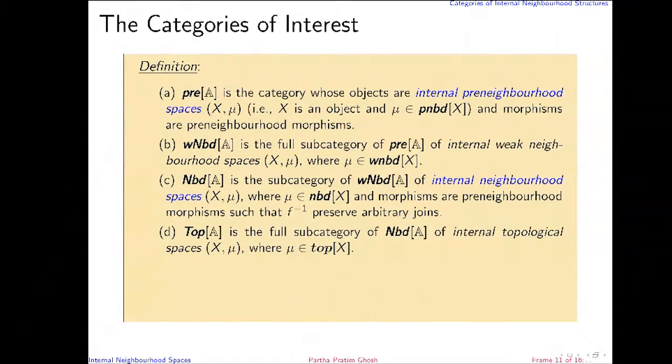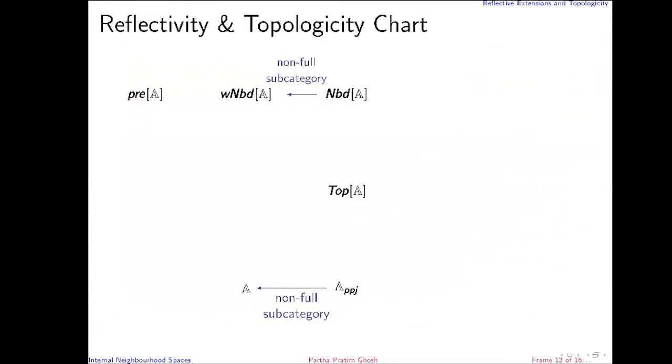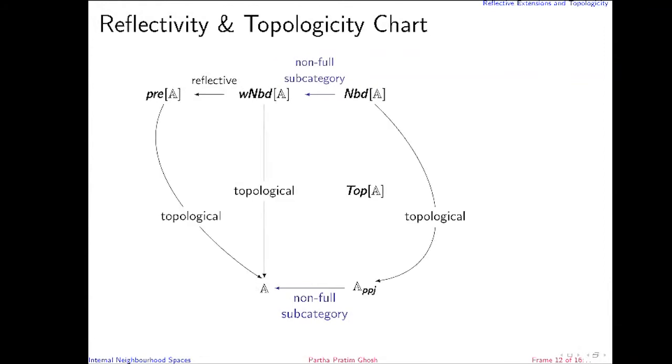And top A again is the full subcategory of internal topological spaces. Once we have this, well, that is another category which came up very formally. So we restrict the morphisms of A to those where the inverse image preserves joins. So these are all the categories that I spoke of, and this is the initial picture. So the first set of results that we get is this.